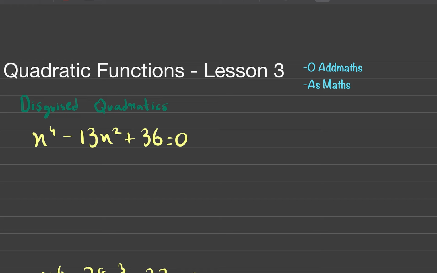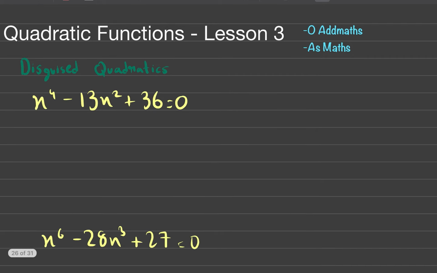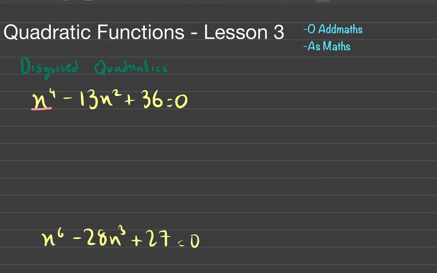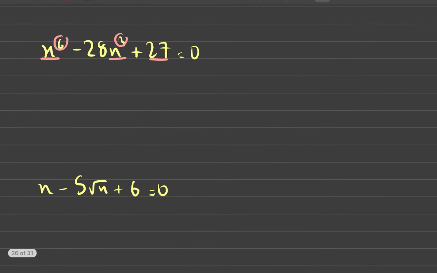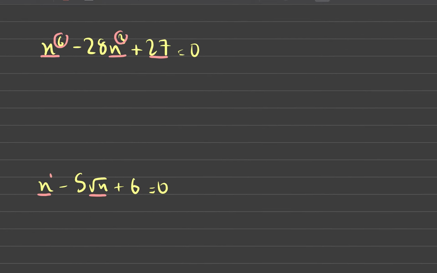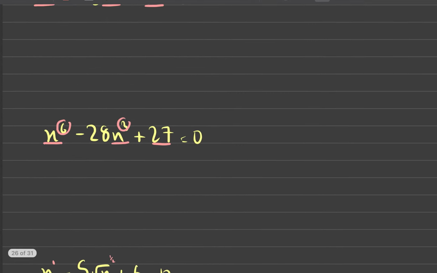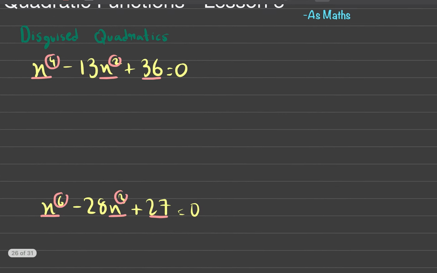For example, the question is given to me like this. First, you should be able to identify which question is a disguised quadratic. So see, what's the power here? x power 4, x squared is half the power, and then a constant. That means it's a question of disguised quadratic. Here, it's x power 6, x power 3, power is half, and then a constant. Here, it's x power 1, x power half. That means the power is half and then it's a constant. That means it's a question of disguised quadratic.